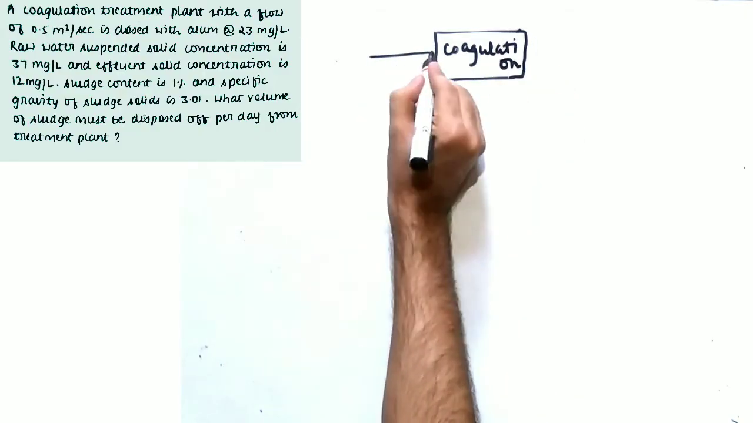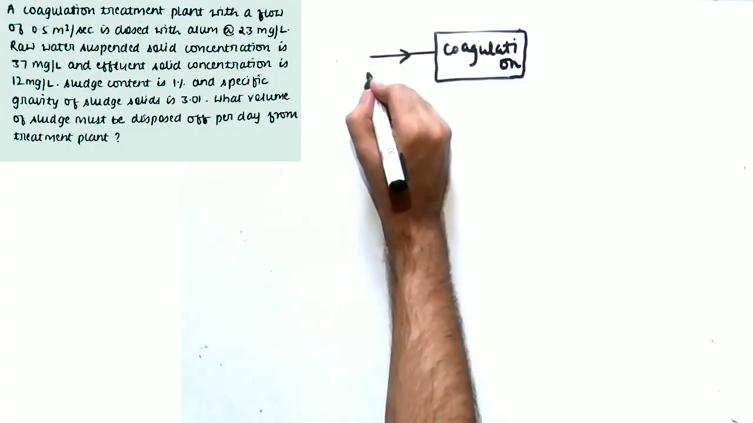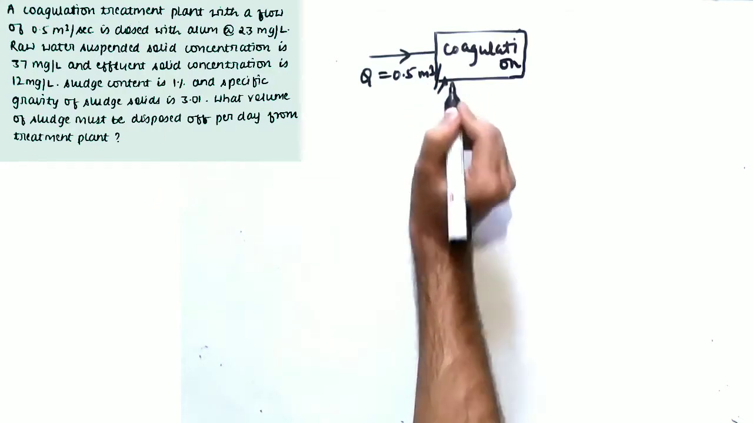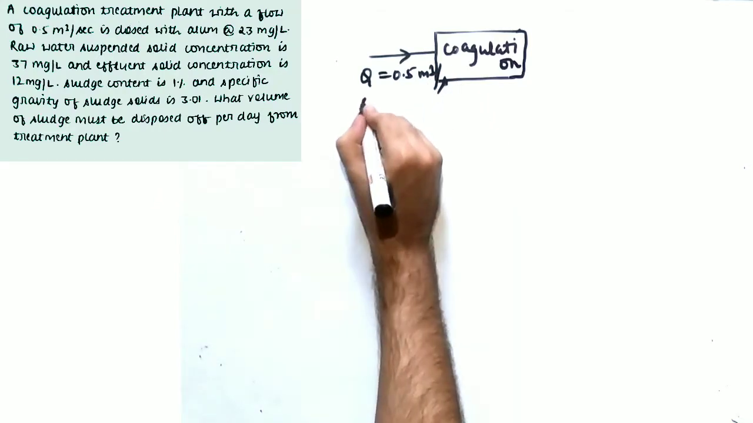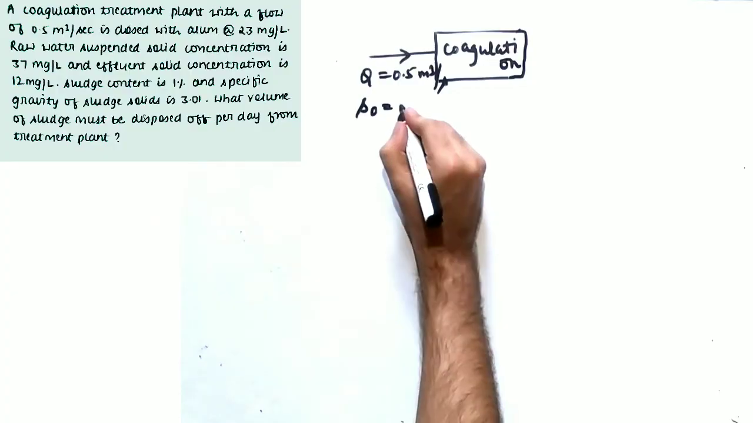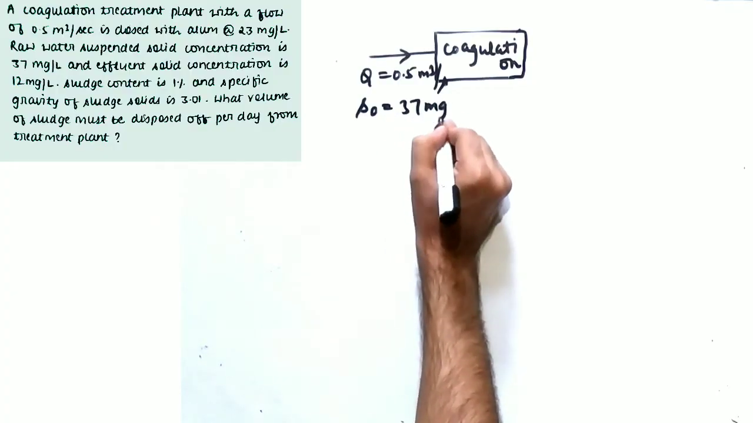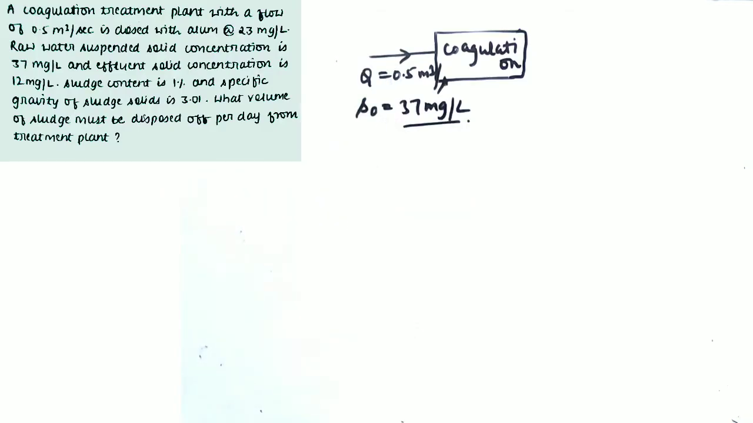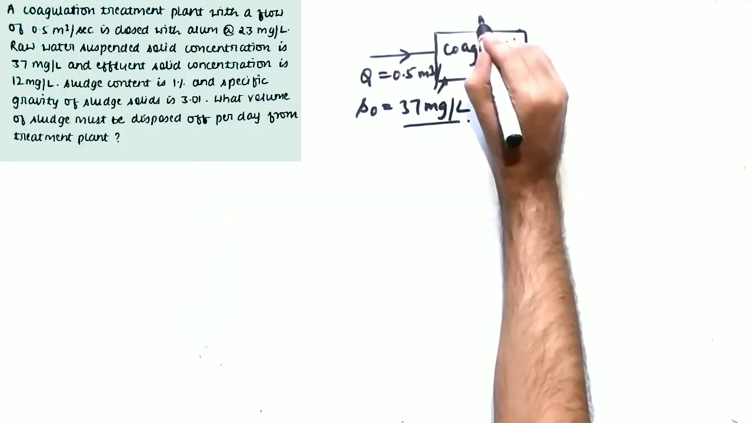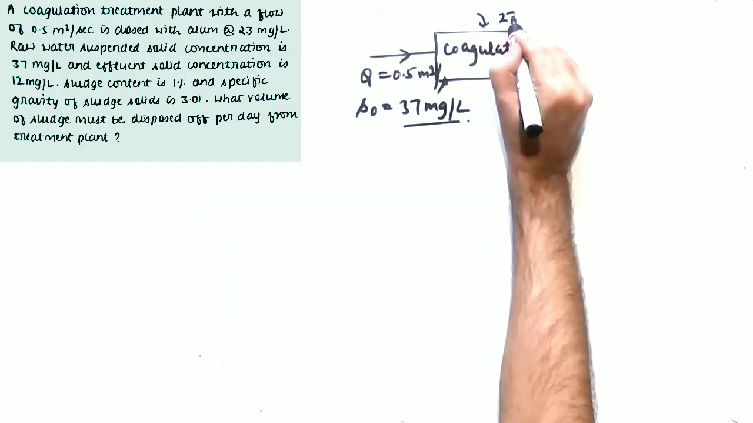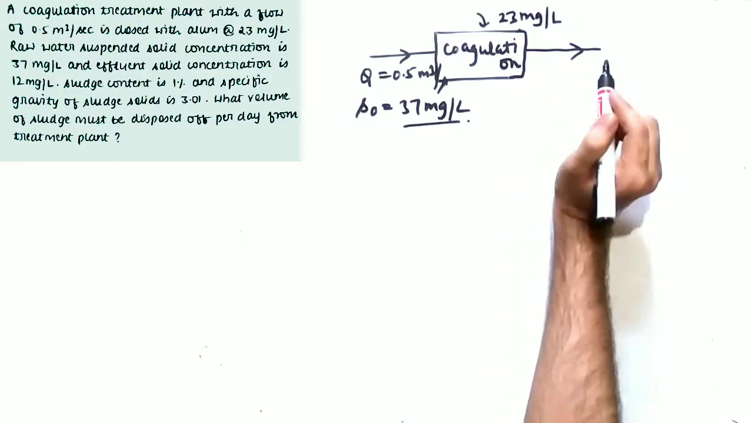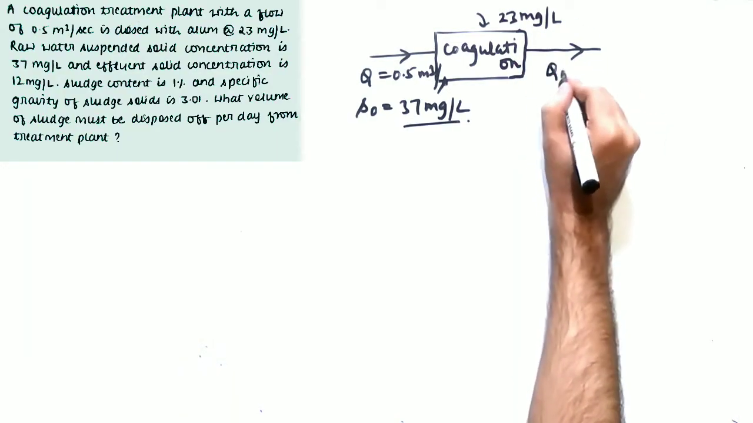This is the discharge that we are sending to the coagulation chamber, and it is equal to 0.5 meter cube per second. What is the suspended solid concentration here? 37 milligram per liter. This is the amount of solids that are present in this particular water. After we send this discharge into the coagulation treatment plant and add alum at 23 milligram per liter dosage, we get the output discharge of the same amount.